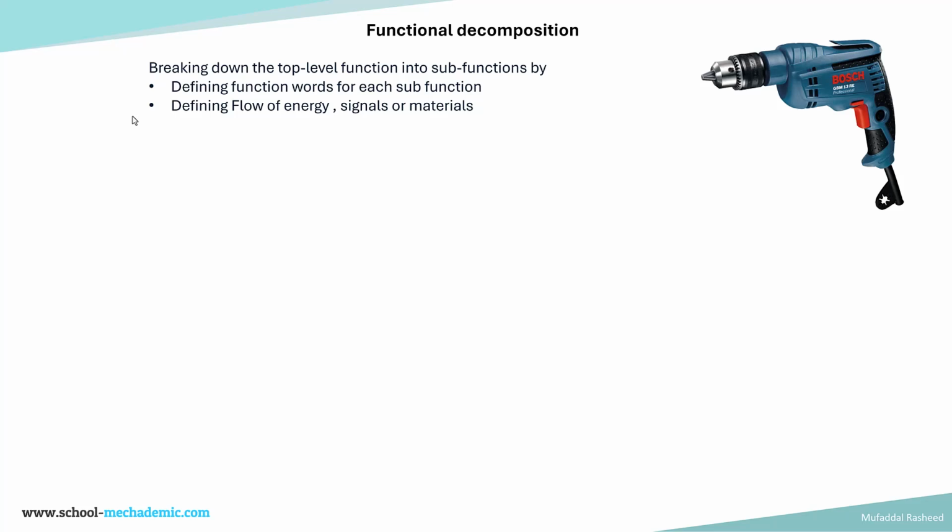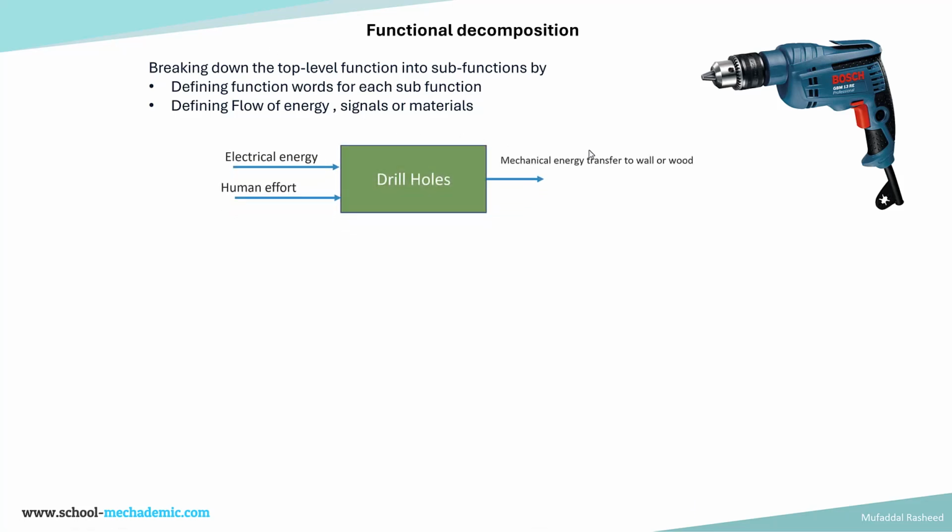And we are also defining the flow of energy, signals, or materials, because any function will take place due to flow of energy. For example, a drilling machine will only do its function when it is given electrical energy as an input. When the electrical energy is given as an input, the motor will rotate and the motor will transfer the rotation to the drill bit, and hence that energy is being transferred to the part which is being drilled down. So there is a transfer of energy, there is a transfer of signals, or there is a transfer of materials.